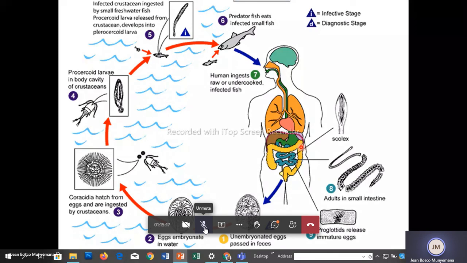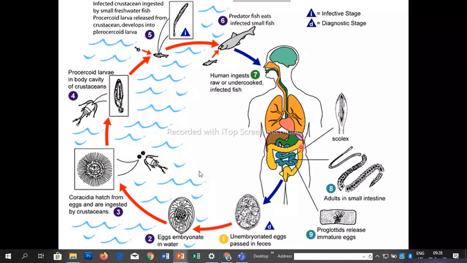That's why consuming undercooked seafood is dangerous. Not only Diphyllobothrium. There are many diseases that are associated with undercooked seafood. Okay?